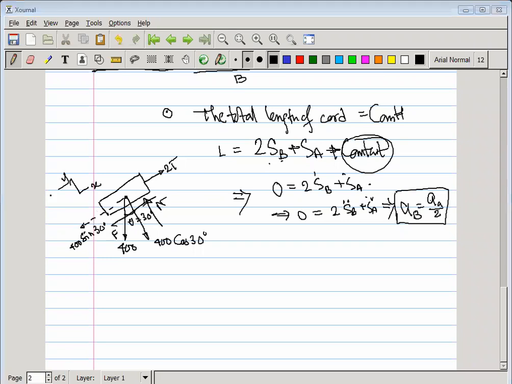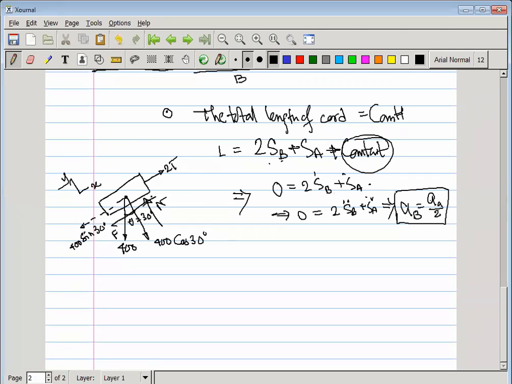Okay, is the free body diagram okay for everyone? Any query? Hello? Yes, reply.